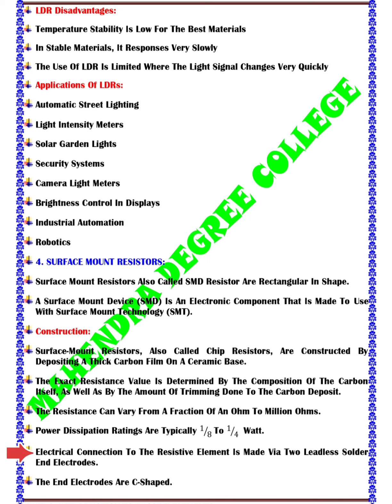Surface mount resistors, SMD resistors, utilize two leadless solder end electrodes for electrical connection to the resistive element. These electrodes are typically located on opposite ends of the rectangular ceramic body and are made of conductive materials like silver. This design allows for easy soldering to a printed circuit board (PCB). When surface mount resistors have C-shaped end electrodes, it means the metal electrodes wrap around the end and part of the bottom of the resistor body in a C profile.